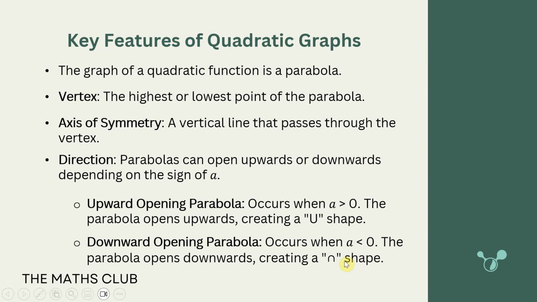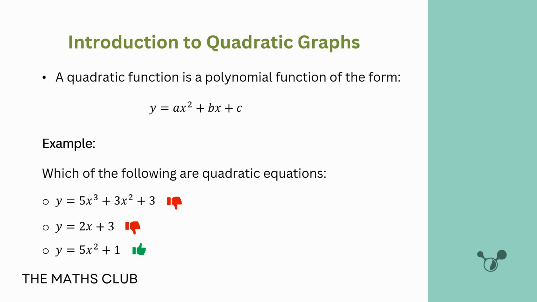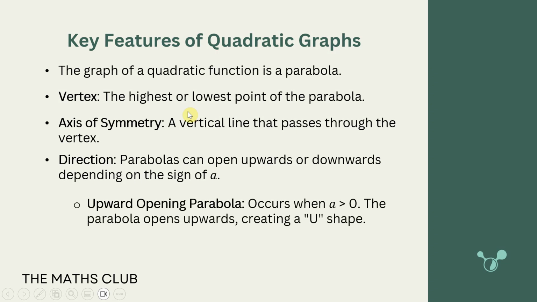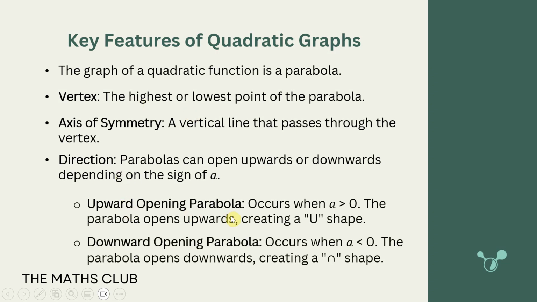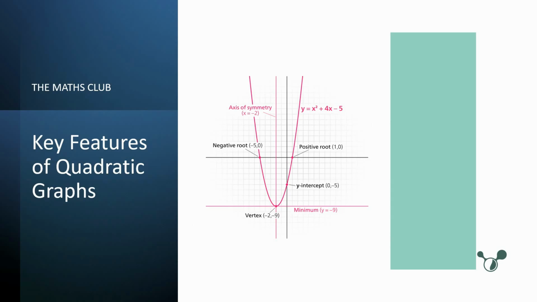If you go back to the slide before this, this is where the a is coming from. That is the coefficient of x squared. So if the coefficient of x squared is greater than 0, you would have an upward opening parabola, but if the coefficient of x squared is less than 0, you have a downward opening parabola. So look at this. Is the a here greater than 0 or less than 0? Great, it's greater than 0 because it is opening upwards.